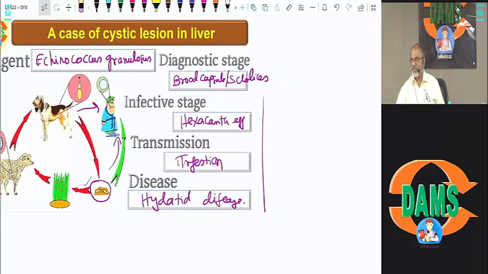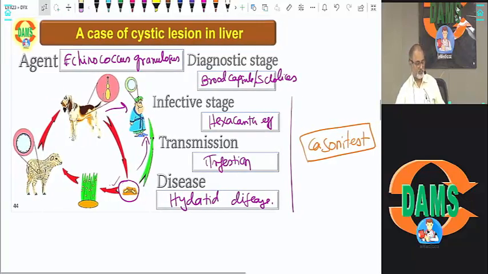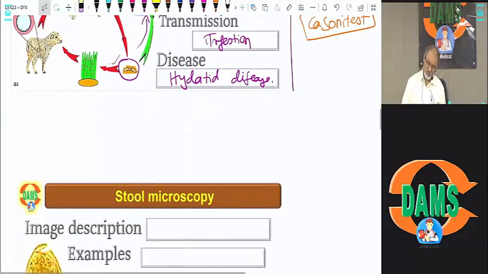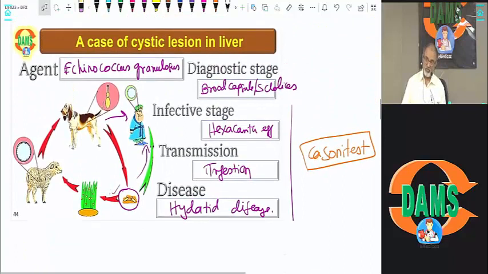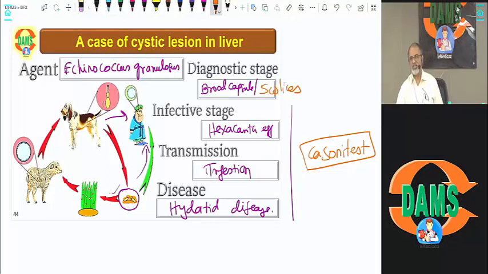What is the name of the skin test? Casoni test. We are using a skin test called Casoni test. Brood capsule or scolex? Larva.